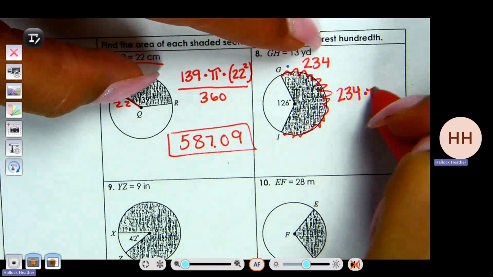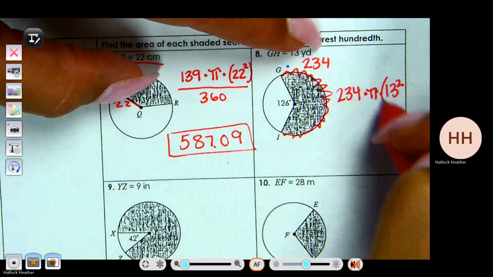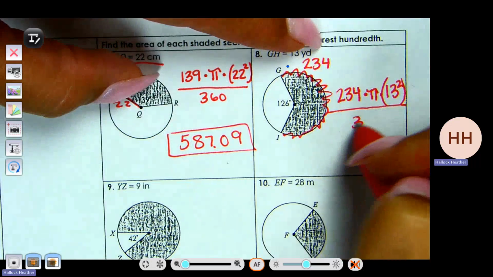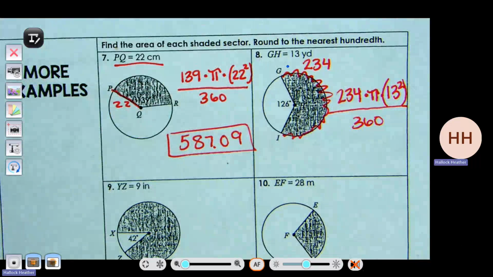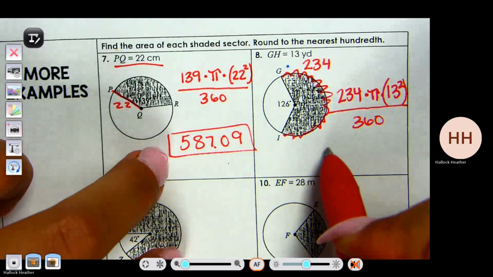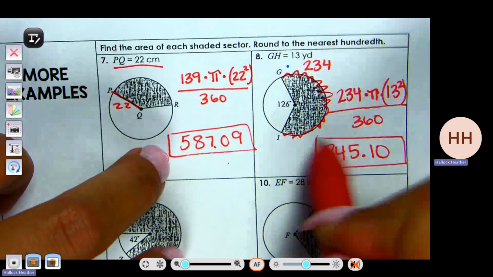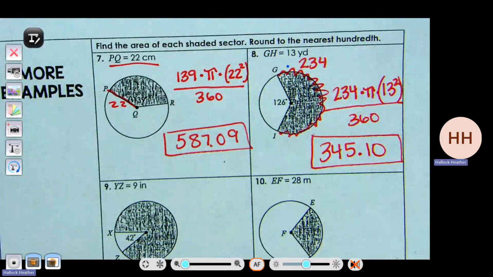Times pi. My radius is 13. Don't forget to square it. Divide by 360. How much do we get? Nice. Okay.